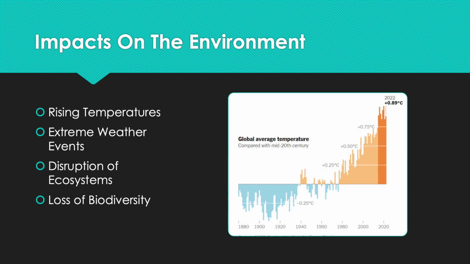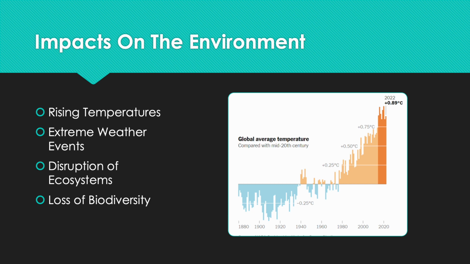Disruption of ecosystems. Shifts in temperature and precipitation patterns disrupt ecosystems, affecting plant and animal species distribution and behavior. Loss of biodiversity. Climate change increases species extinction rates by altering habitats and disrupting migration patterns. This reduces the planet's ability to adapt to changing conditions and threatens human food security.